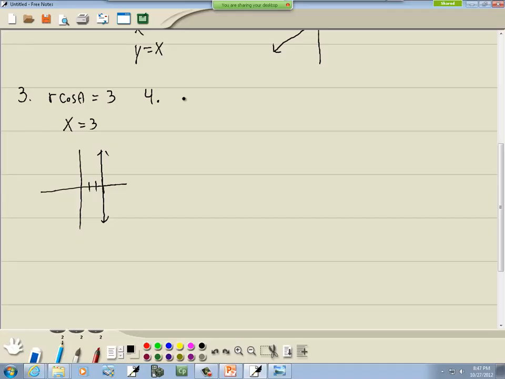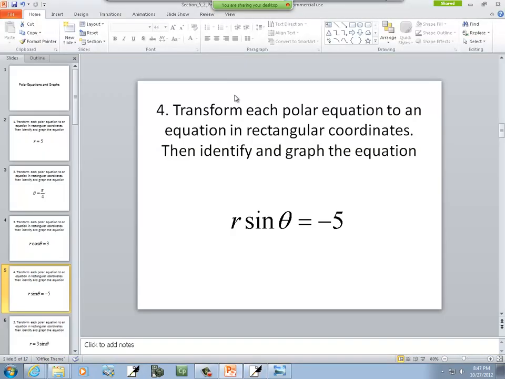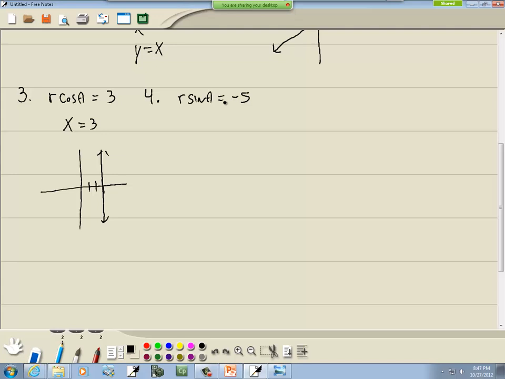For a fourth one here, we've got r sine theta is equal to negative 5. And up above, r sine theta is y. So we get y is equal to negative 5. That means I'll have a horizontal line at negative 5, which would look like that.